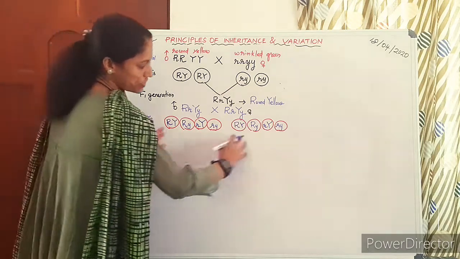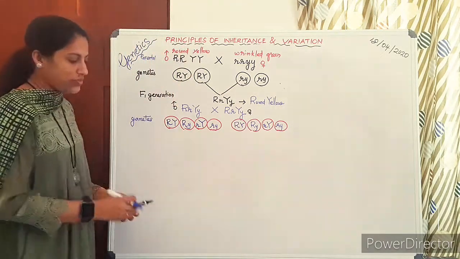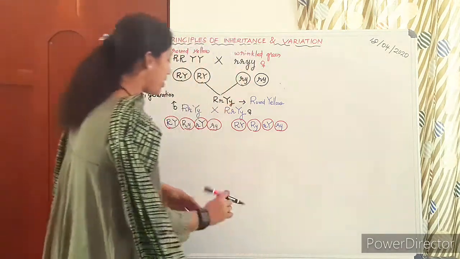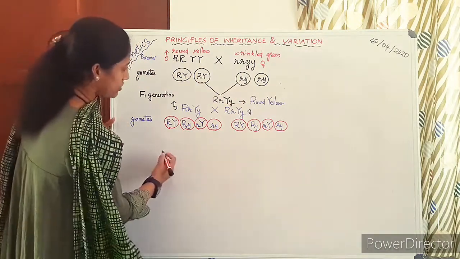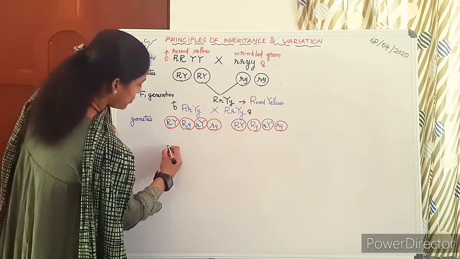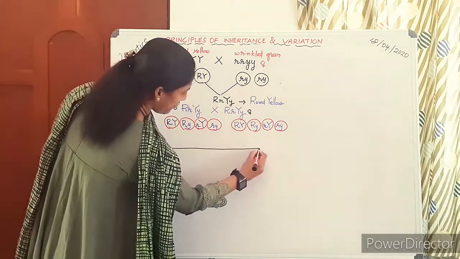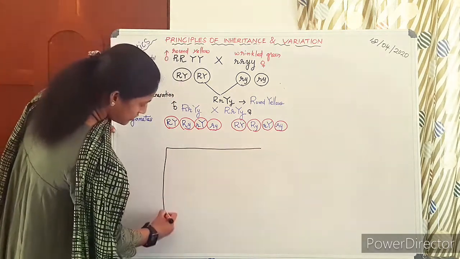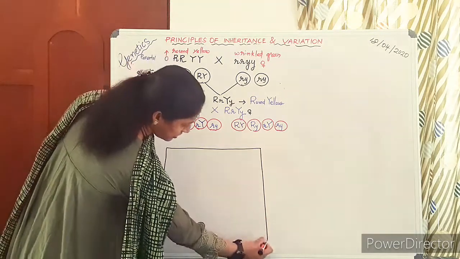When these are combined in a Punnett square, you can see the Punnett square with 16 boxes. Okay, then we will represent the Punnett square here in order to produce the F2 generation. I am just drawing the Punnett square here.